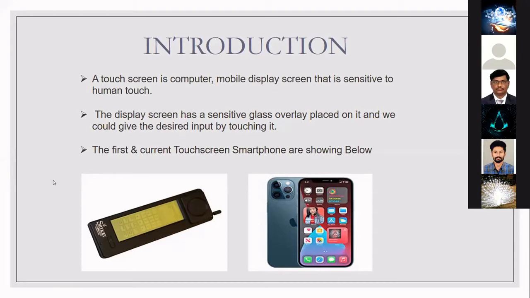As you can see here, I have displayed two images. This is the first touchscreen phone, the IBM Simon, which was the first of its kind when it came out in 1992. This phone was the 1992 version of today's iPhone. It was touchscreen, portable, had a calculator, email, and could work on networks. And here it is the iPhone 12, sir. It is a current touchscreen smartphone.